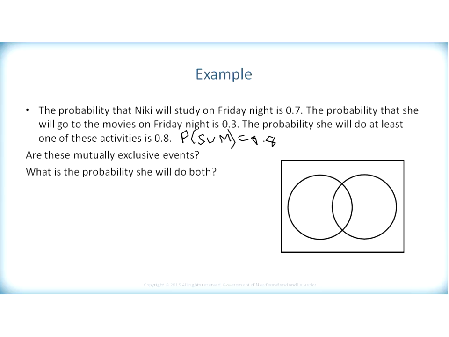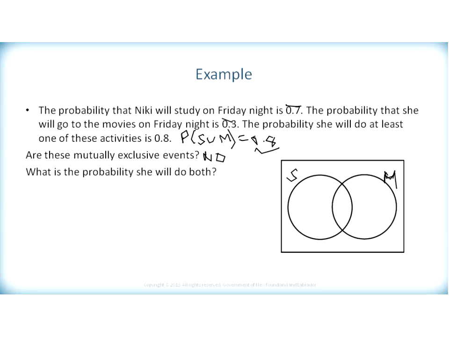Yet we could see that the probability of going to the movies and to study sums to 1, which is more than 0.8. Therefore, the events are non-mutually exclusive. Are they mutually exclusive? No, they are not, since there's only supposed to be 0.8 in the union, yet we've accounted for 1.